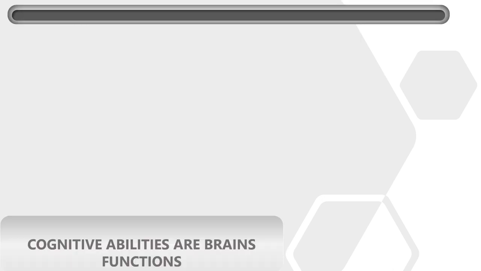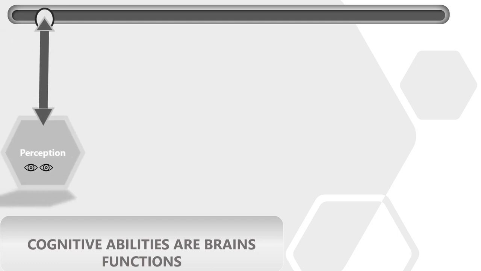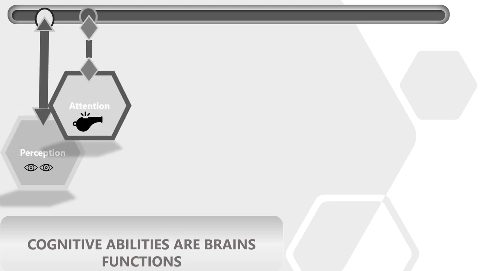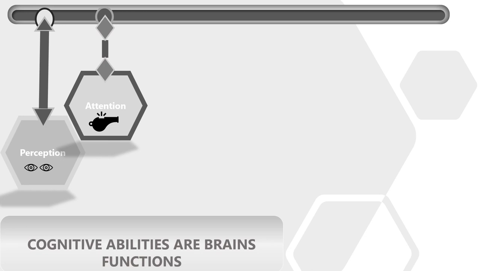Cognitive abilities are brain functions. Here are the functions. Perception: recognition and interpretation of sensory stimuli, smell, touch, hearing, etc. Attention: ability to sustain concentration on a particular object, action, or thought, and ability to manage competing demands in our environment.